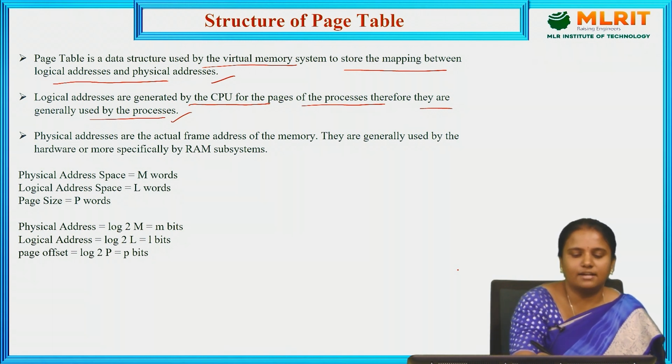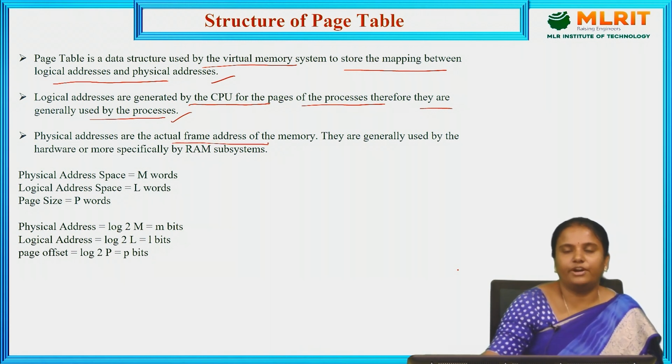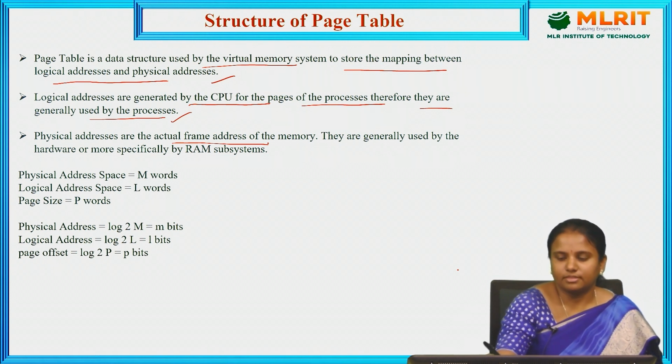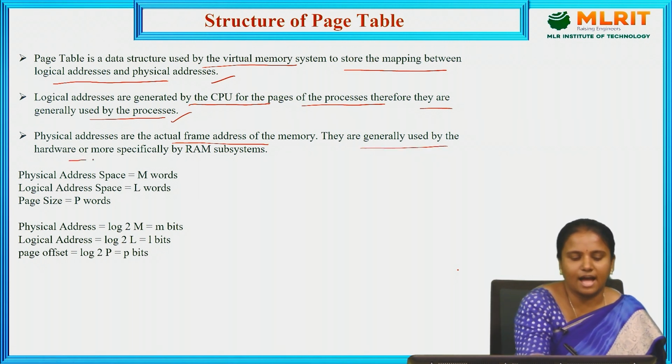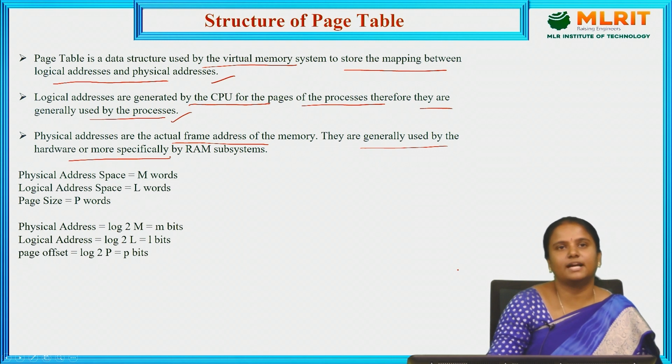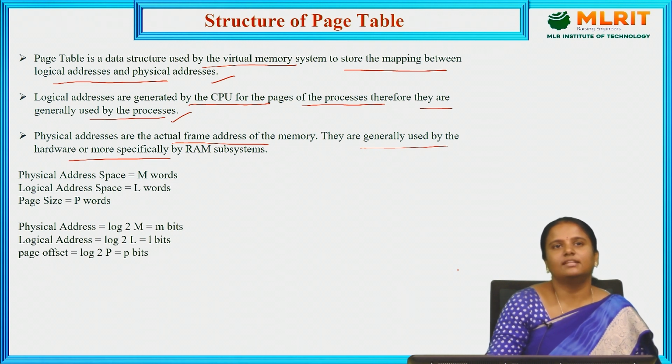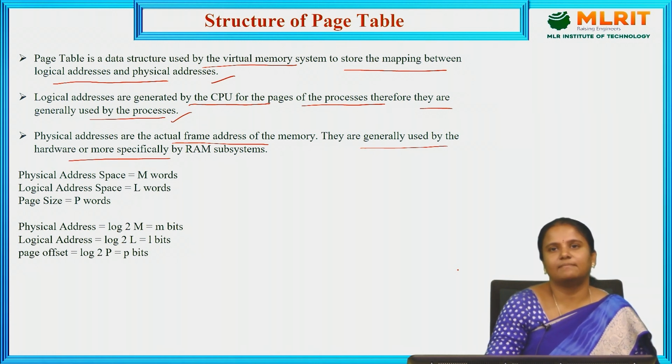Physical addresses are the actual frame addresses of the memory. They are generally used by the hardware, or more specifically by the RAM subsystem. RAM is nothing but random access memory. So, here the physical addresses are the actual frame addresses of the memory, and they are generally used by the hardware, specifically by the RAM, random access memory, subsystem.